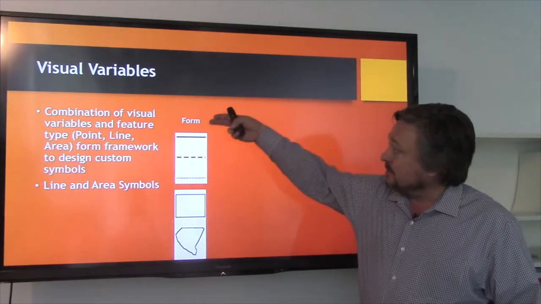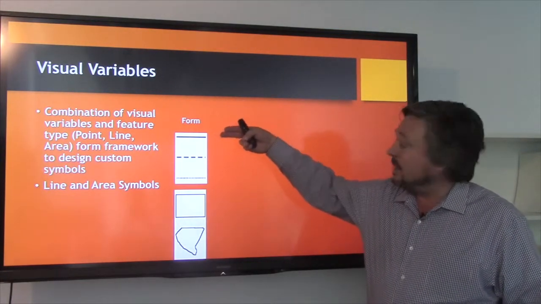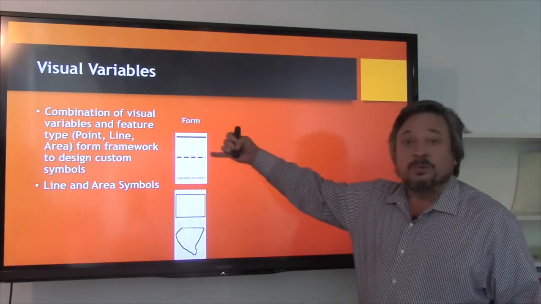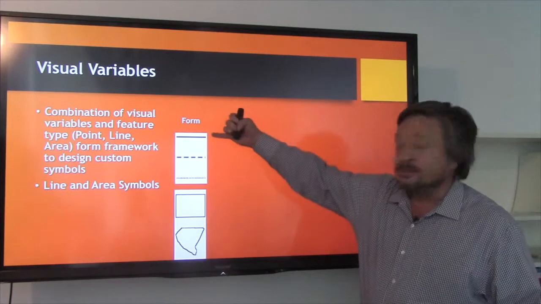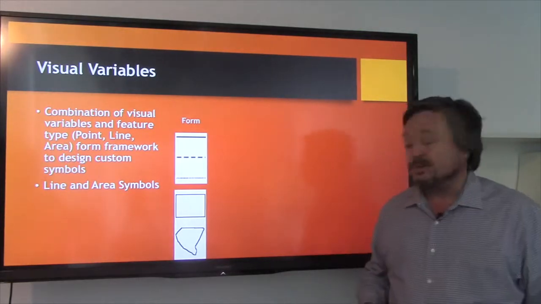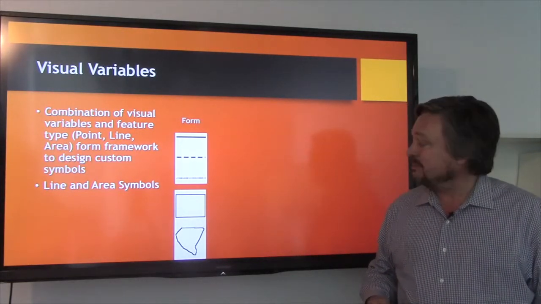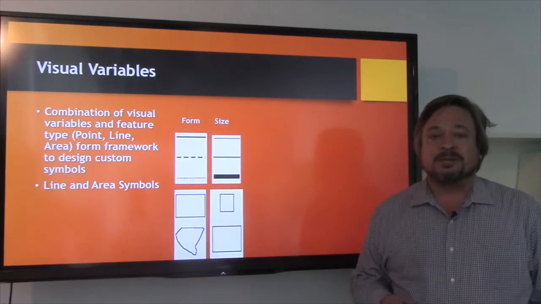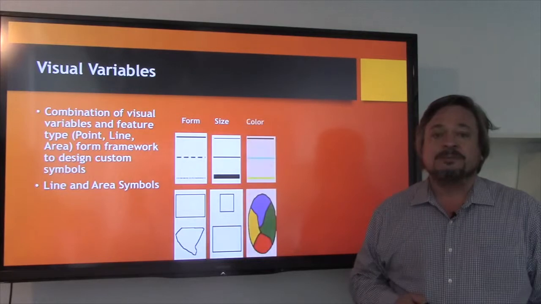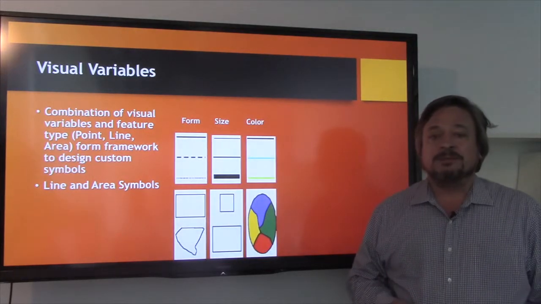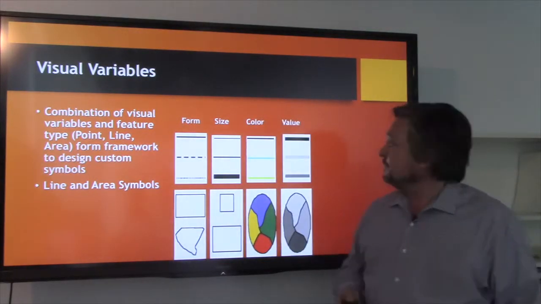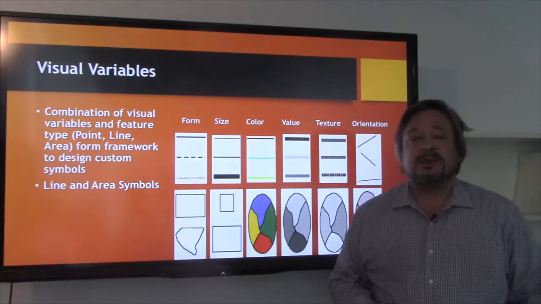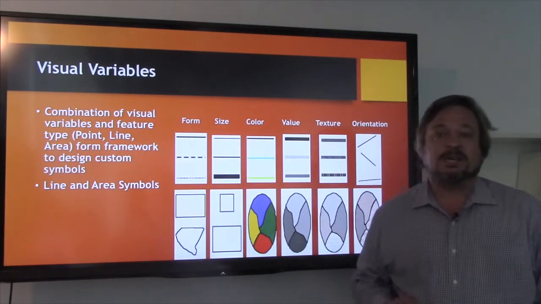But see how the form varies the way the line is represented. So we can have something that's more like a railroad versus a path versus a road, so that we can differentiate qualitative differences by form. We could do size, thicker or thinner, or smaller areas, larger areas. We could vary by color. We can vary by value. We can vary by texture. And we can vary by orientation for all point, line, and area symbols.